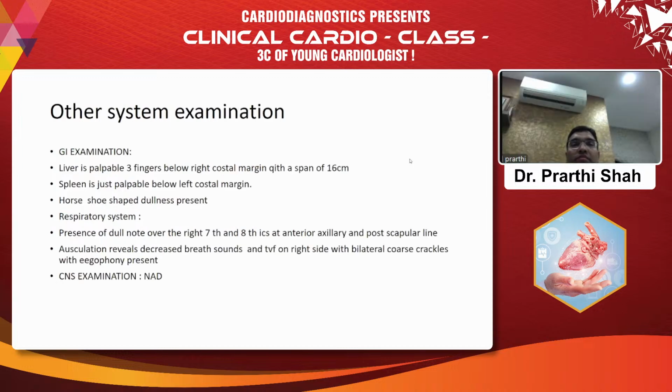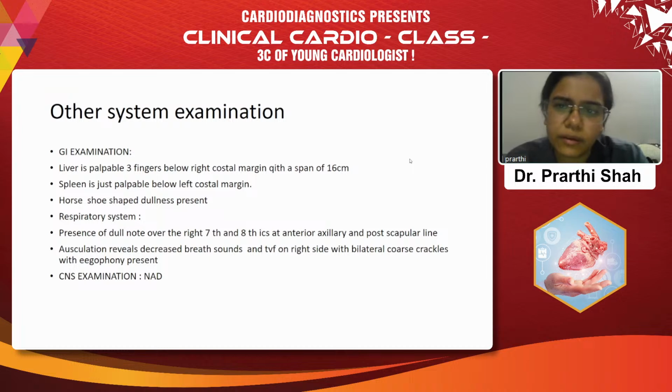Liver is palpable 3 fingers below the right costal margin with a span of 16 centimeters. Spleen is just palpable below the left costal margin. Horseshoe shaped dullness is present, suggestive of moderate ascites. In the respiratory system, there is a dull note over the right seventh and eighth intercostal space at the anterior axillary and posterior scapular line. Auscultation reveals decreased breath sounds and tactile vocal fremitus on the right side with bilateral coarse crackles and egophony present. And the CNS examination was normal, sir.